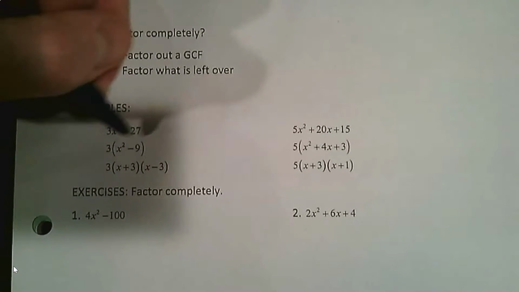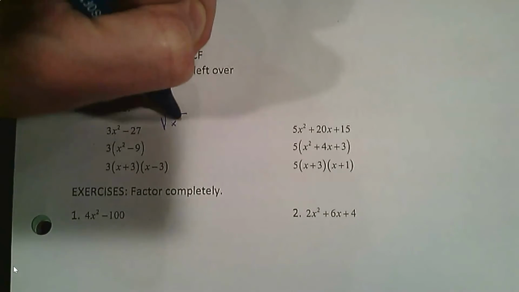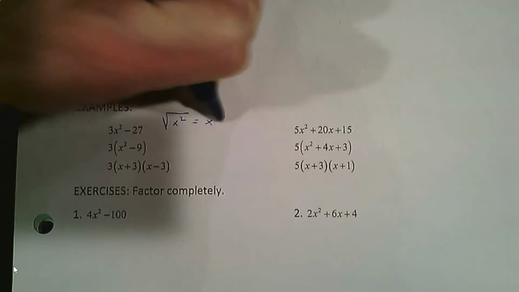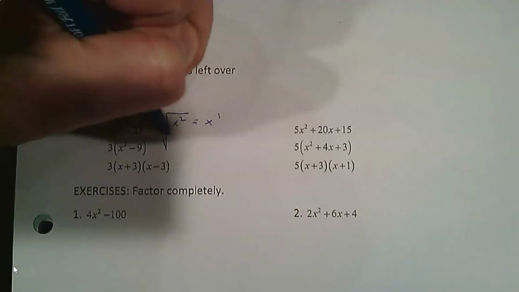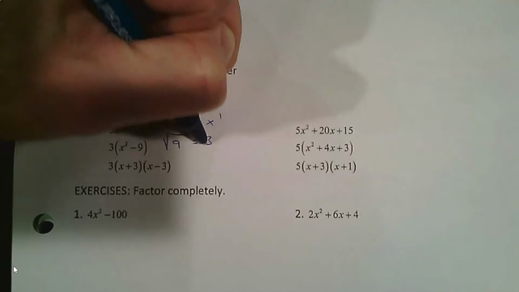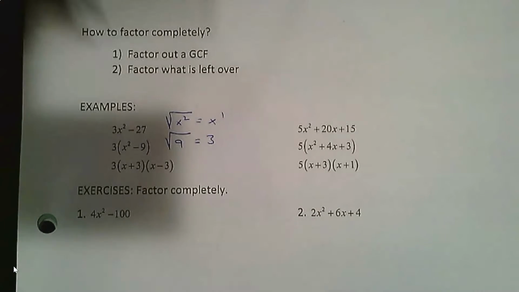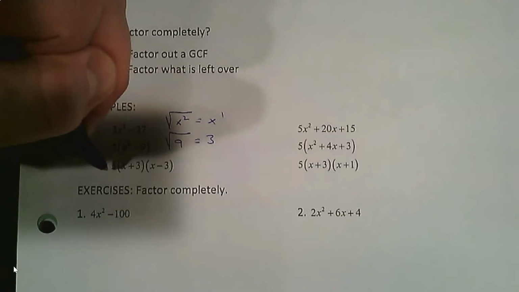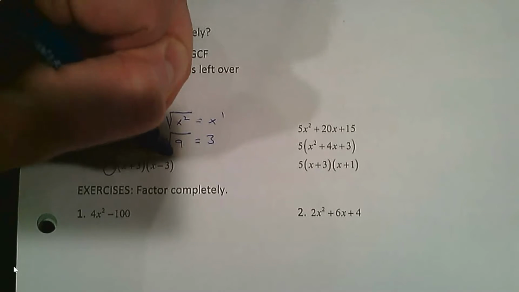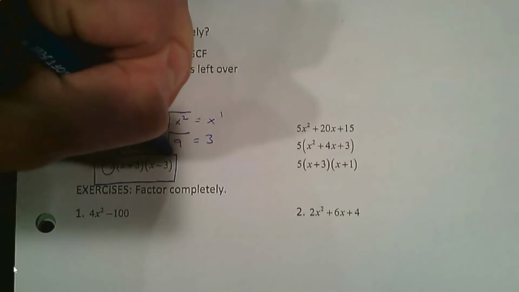We learned about this last week. This is the difference of two perfect squares. The square root of x to the second is x to the first. The square root of 9 is 3. That factors into x plus 3, x minus 3. You'll notice you still need the greatest common factor here. Your greatest common factor times those other two factors make up your solution.